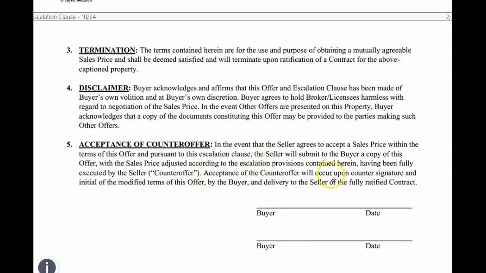They submit it to us, and then you initial that change as acceptance of the counteroffer, and the deal moves forward. If you decide that that price is too high, that you don't want to move forward, you do not have to initial it, and you do not have to agree, and the deal would end.